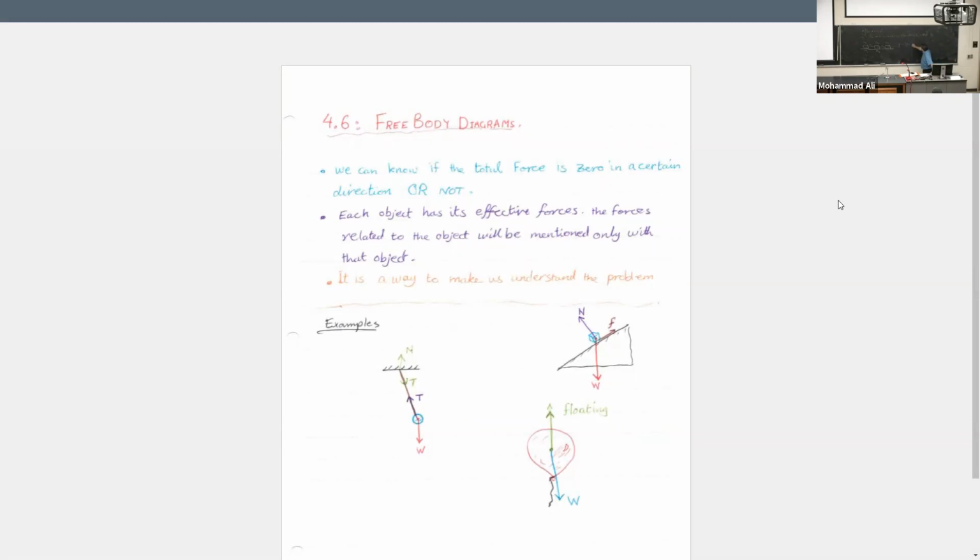Okay, what else? Also, we have a tension force in this one, T3, the main one. What is the tension force? The first one, the second, and the third one. For the third one, I need to ask you something.